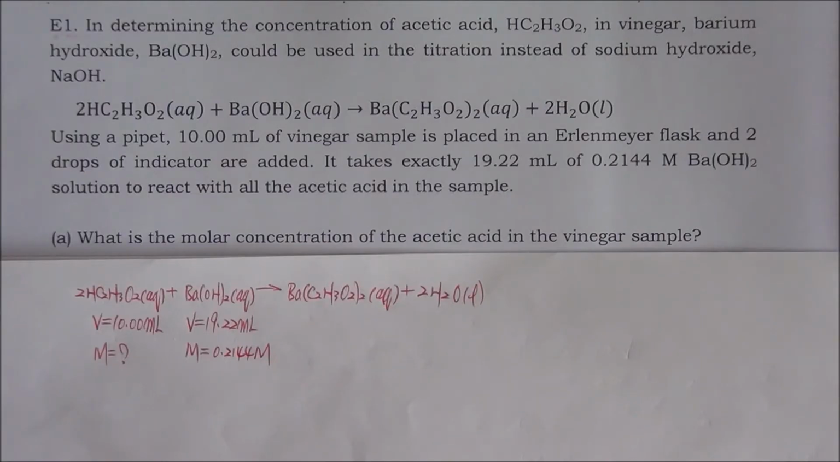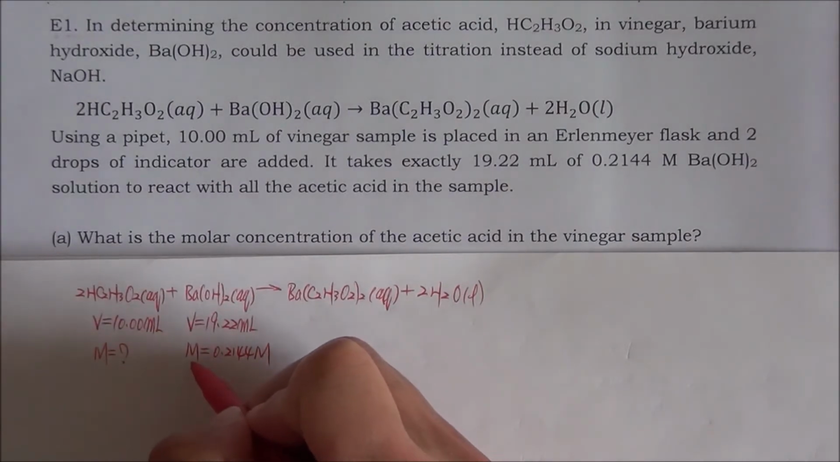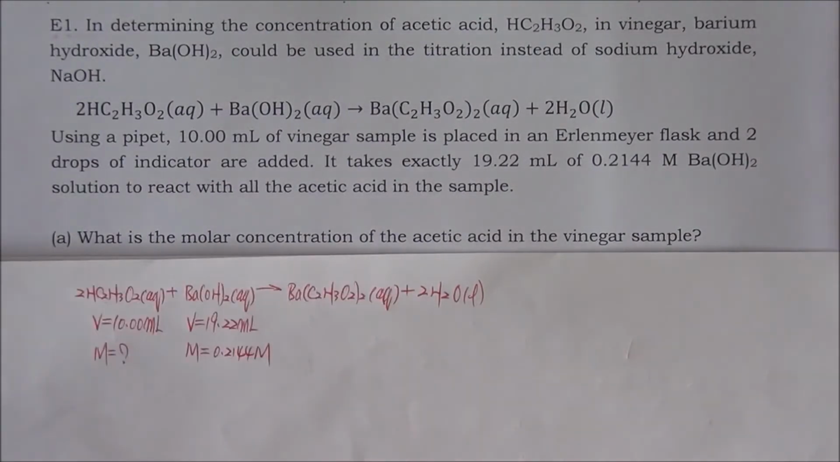The second step is to find the path from what we are given to what we are looking for. Let's take a look at what we are given. We know the volume and the molarity of the barium hydroxide solution. If you recall, if we know both the molarity and the volume, we can calculate the moles of the solute.